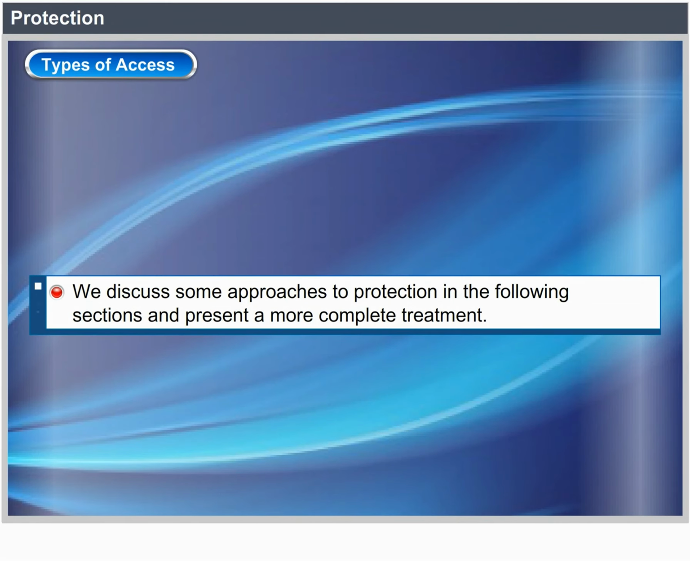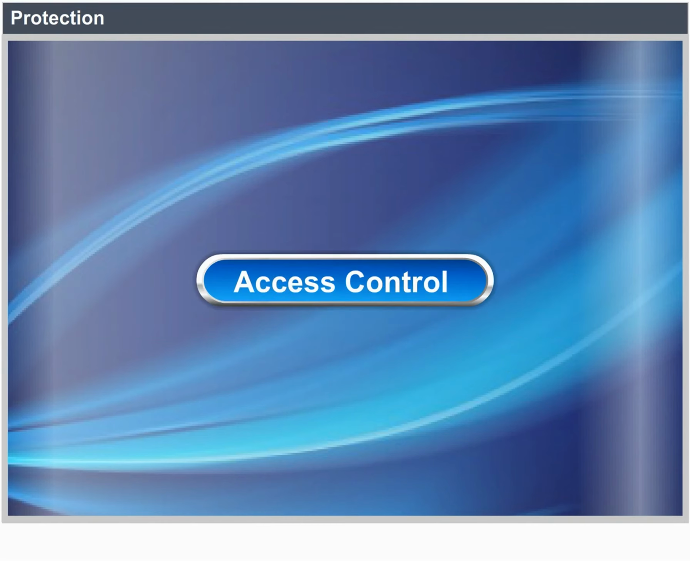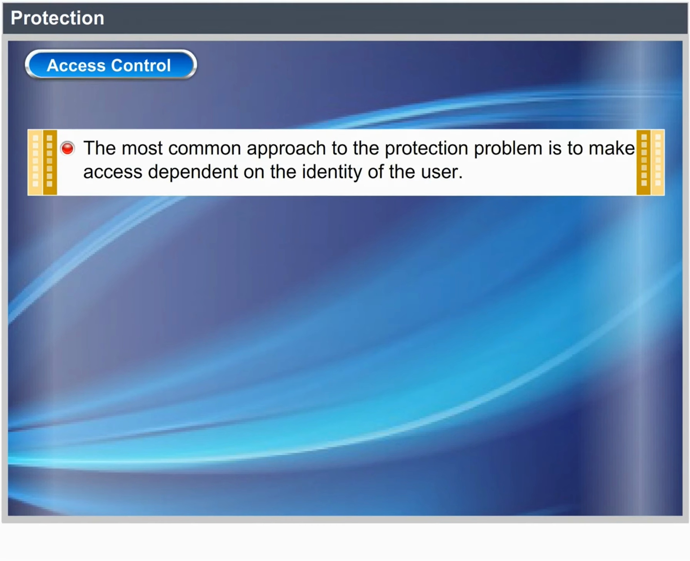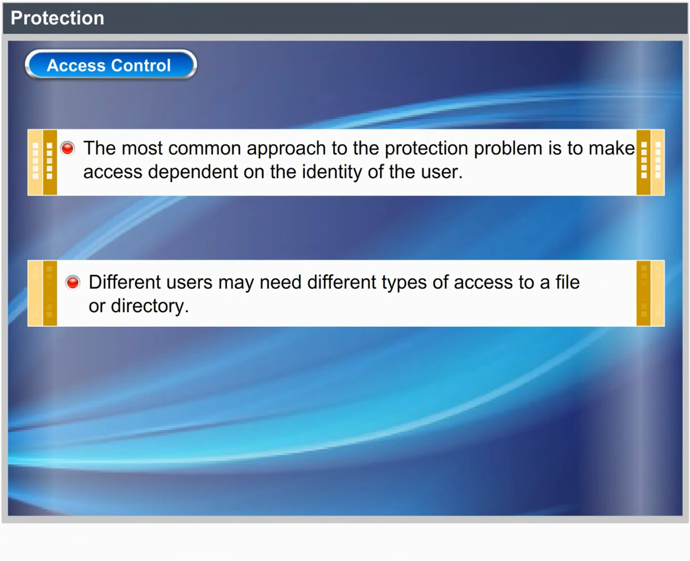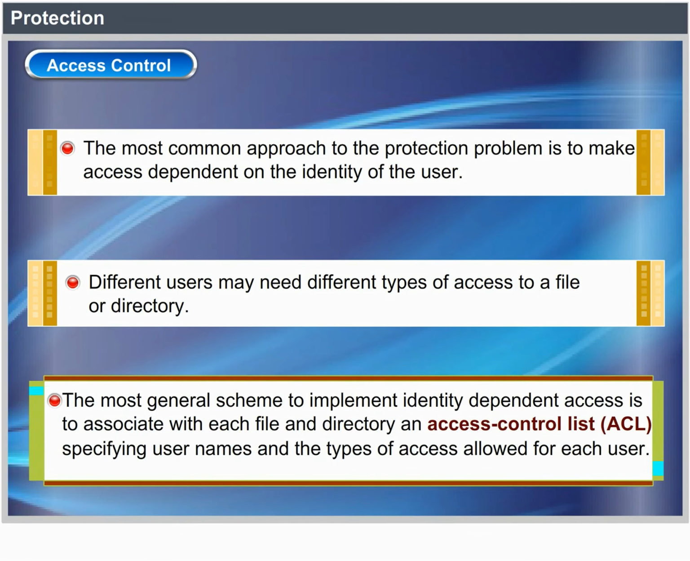Access control. The most common approach to the protection problem is to make access dependent on the identity of the user. Different users may need different types of access to a file or directory. The most general scheme to implement identity-dependent access is to associate with each file and directory an access control list (ACL) specifying usernames and the types of access allowed for each user.